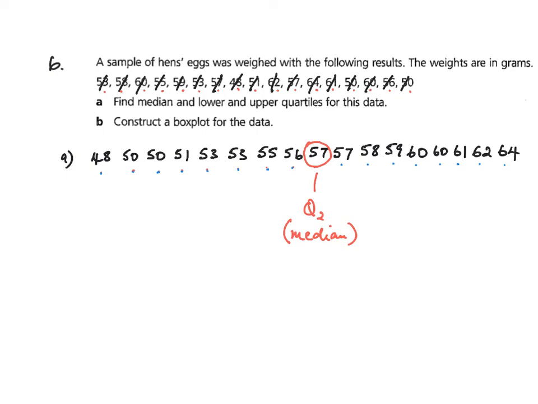Next thing to do is to work out the median of the upper and lower halves of the data. So we've got 8 pieces of data below the median. 8 divided by 2 is 4, so we take the average of the 4th and the 5th. This then will be Q1. What's halfway between 51 and 53? It's 52. 1, 2, 3, 4, 5. What's halfway between 60 and 60?